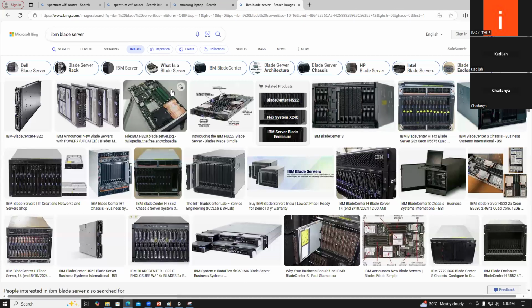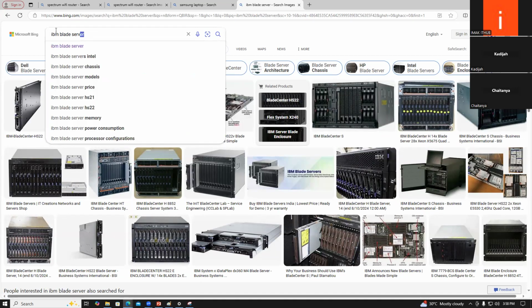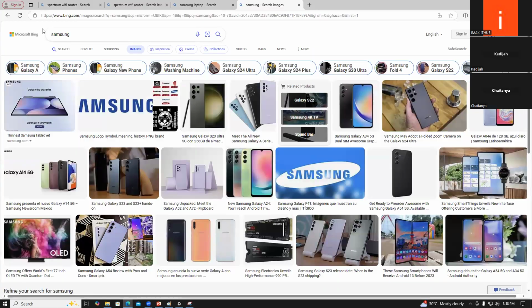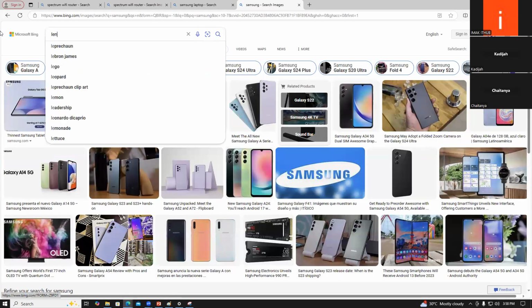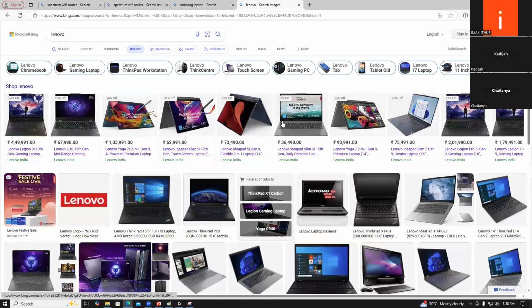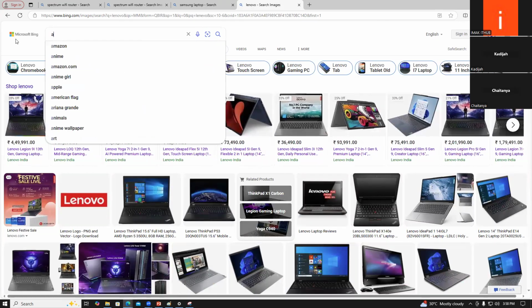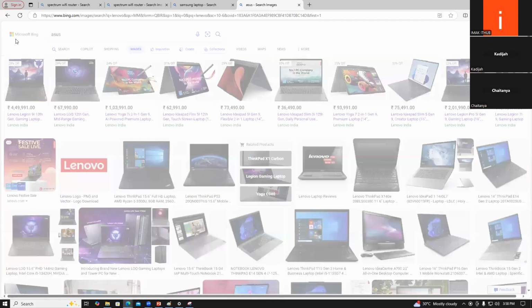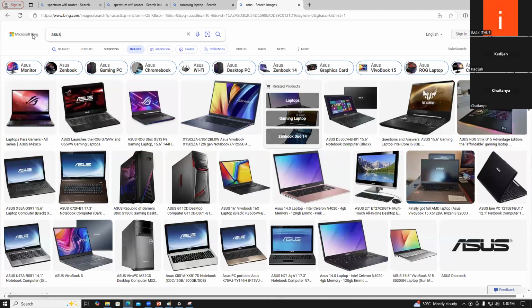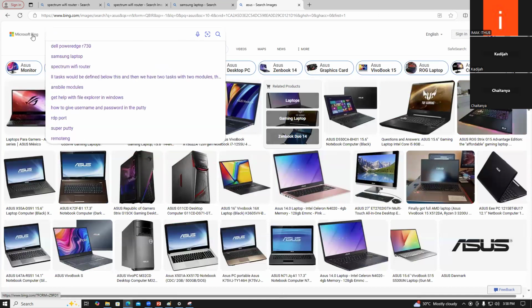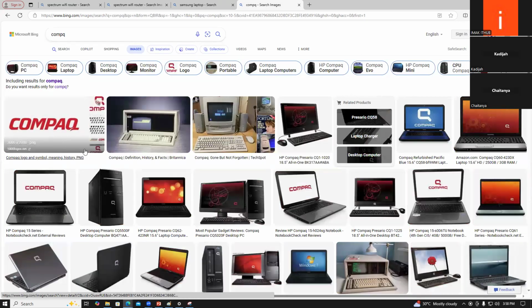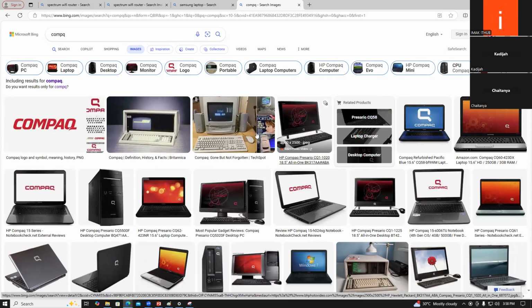IBM designs hardware only for multi-user operating systems. Samsung is only designed for single user operating systems. Lenovo is also designed for single user operating systems. Asus, you know Asus, is also single user. Compaq is also for the single user operating system.